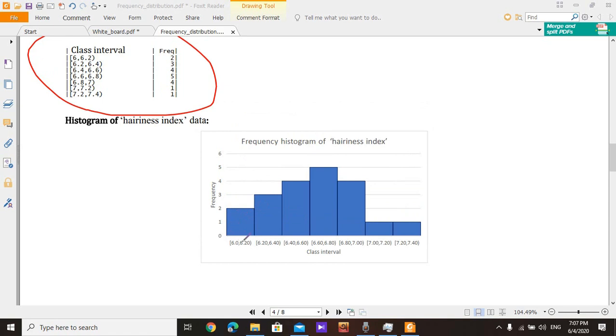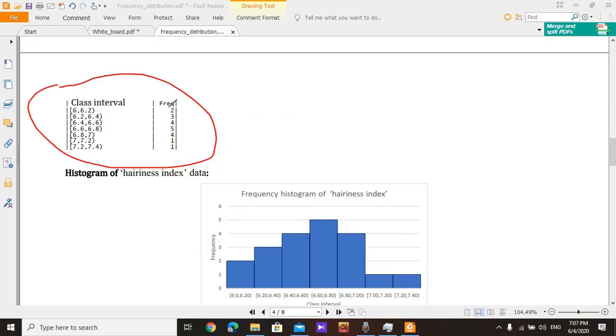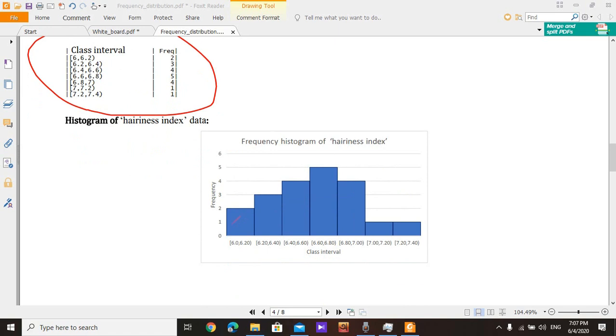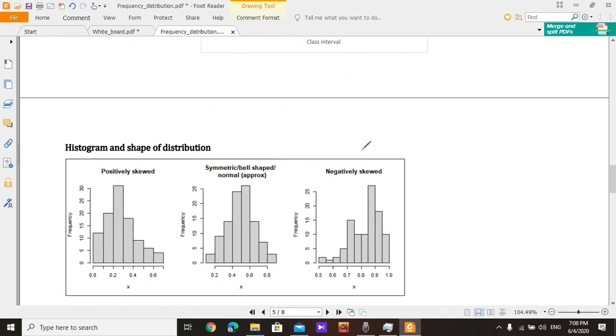In 6 to 6.20 we can see that there are only 2 observations, so the height of the bar is 2, which is what this bar indicates. And in the 6.20 to 6.40 interval, we can see there are 3 observations, so the height of the bar is 3, and so on. So we have the frequency histogram from the constructed frequency distribution.